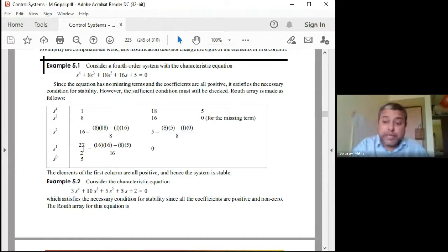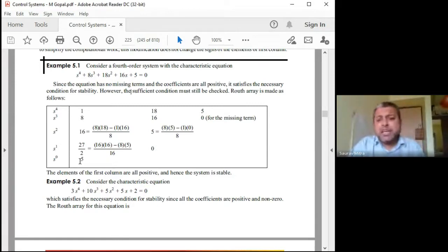In that case, there are two sign changes. And the last thing was 5. So from 16 to minus 27 by 2 there would have been one sign change, and from minus 27 by 2 to 5 there would have been another sign change. So there are 5 elements in the first column. If in another numerical this 27 by 2 was negative, then there are two sign changes. Two sign changes mean there are two poles in the right hand side of S-plane. That means the system is unstable.